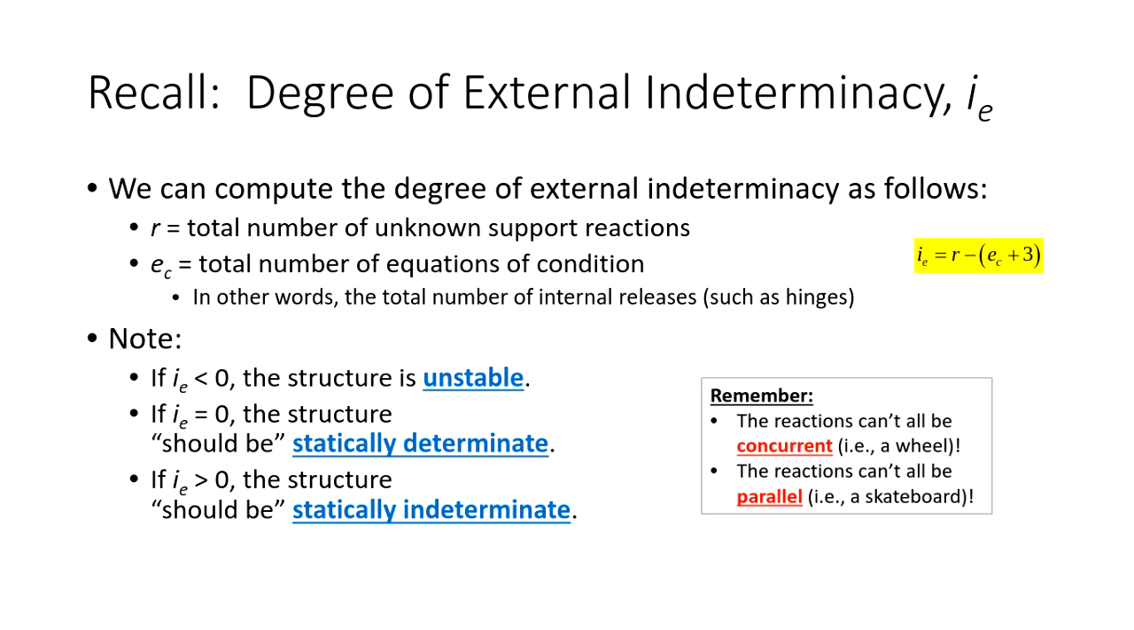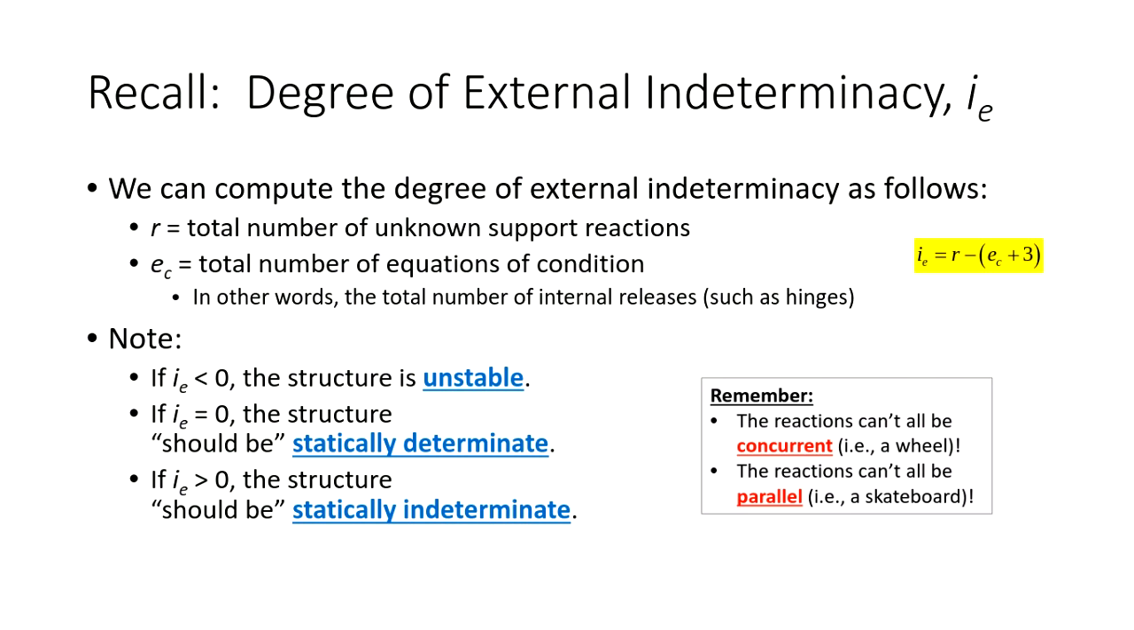So if you have this structure and there's a hinge right there, you know that the sum of the internal moments is zero at that hinge. That's that term, equations of condition. So that's your knowns. What are your unknowns? Well, if you're looking at it externally, your unknowns are your reactions. So we compare the unknowns versus the knowns, and we compute this term IE, the degree of external indeterminacy.